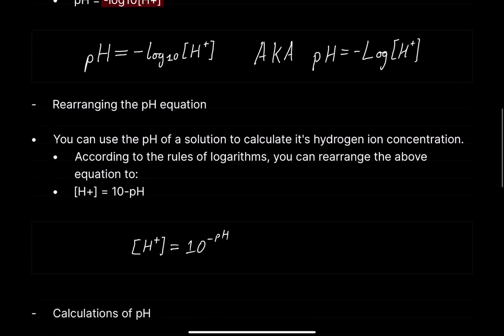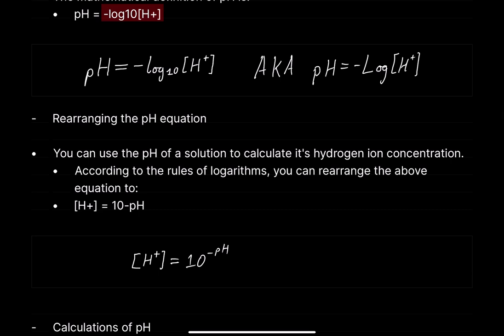According to the rules of logarithms, you can rearrange the equation above. If you know how to rearrange logarithms, you know why this happens like this. But if you don't know it, that's fine. You don't need to know how to rearrange logarithms. They're not testing you on that. If they ever test your rearranging, it's very basic rearranging. Just divide and multiply, things like that, right? Add, minus, basic maths. I guess indices, squares and square roots, I guess that's pretty easy as well.